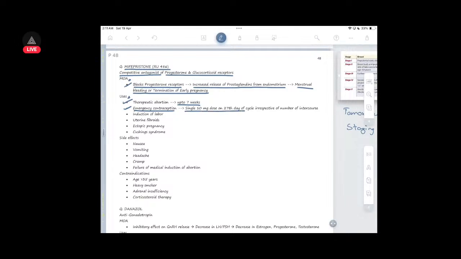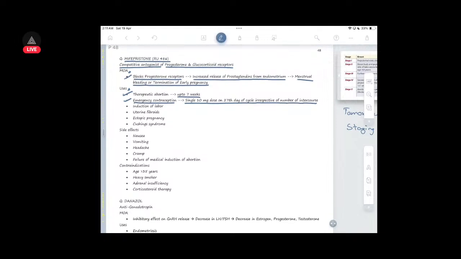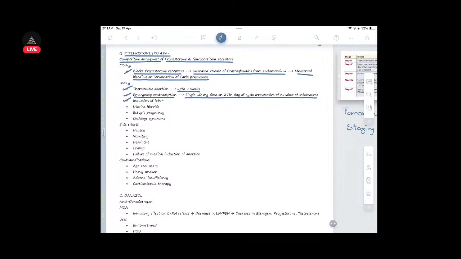mg dose on 27th day of cycle, irrespective of number of intercourse, is enough. Mifepristone, one single dose. Induction of labor: it may be used for induction of labor. Therapeutic abortion, induction of labor.